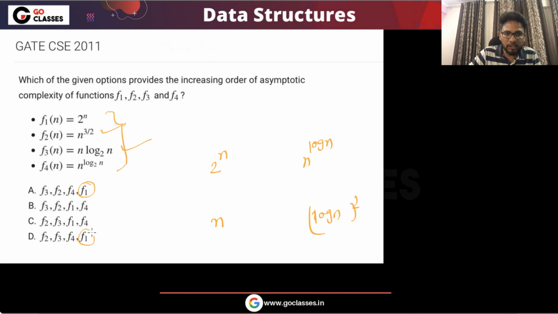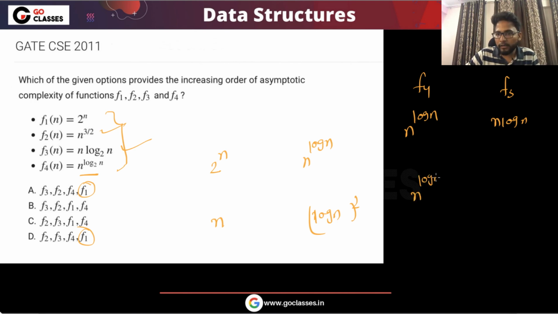So either this and this, and then between this, you need to compare f4 and f3 and these things. I think you can easily compare. So let me just do between f3 and f4. f4 is n power log n, and f3 is n log n. This is f3, right? So let's just compare these two. You can cancel out the common terms if you want. So it is n power log n minus 1, and this is log n, right?